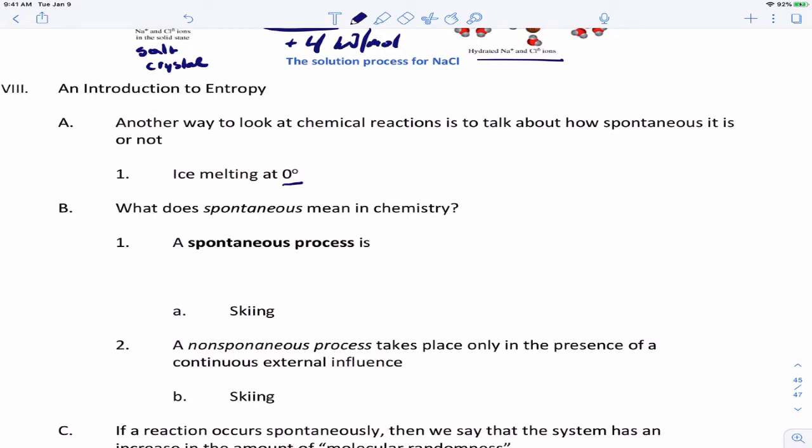So we say that when a reaction happens on its own, and you don't really have to do anything to it, this is a spontaneous process. So a spontaneous process in chemistry proceeds on its own without a continuous external influence.